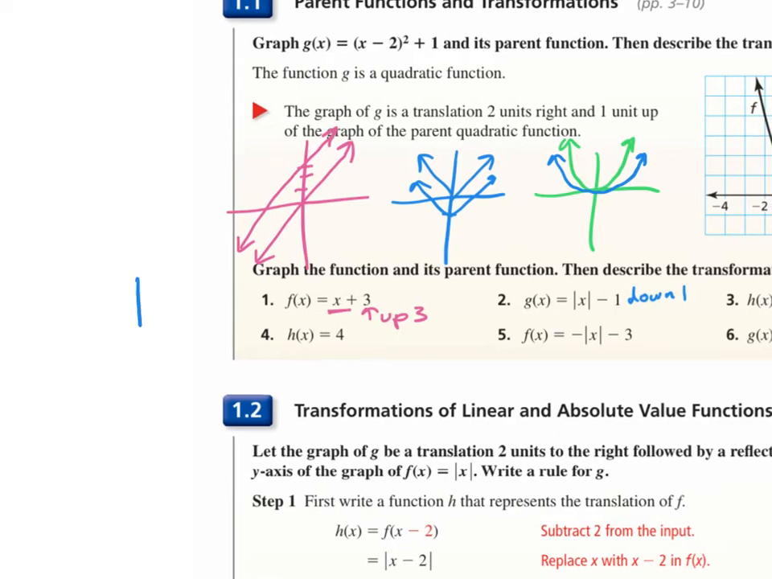Number 4, we have h of x is equal to 4. This is a constant graph. Our constant goes through f of x is equal to 1. So f of x is equal to 4, or h of x is equal to 4. We just shift it up 3 units. So even though it says 4, we're only going up 3. Just because our parent starts at 1 already, so then we just shift it up 3 places to get to 4.